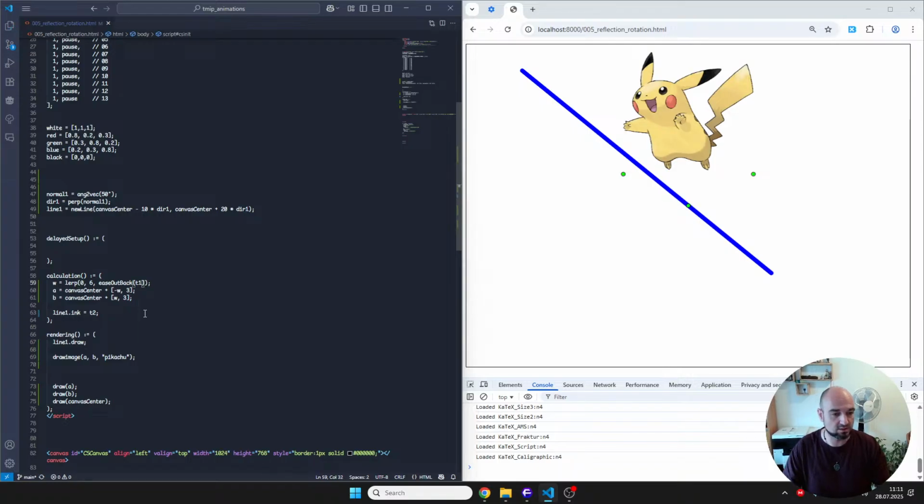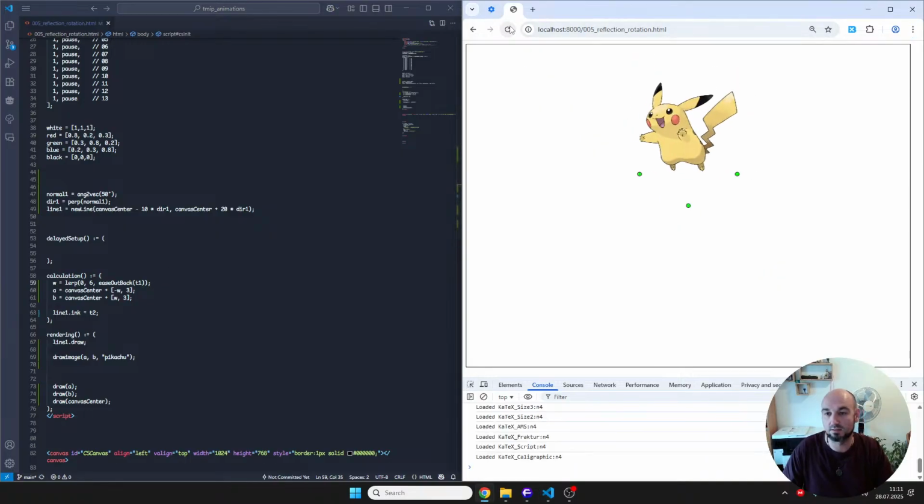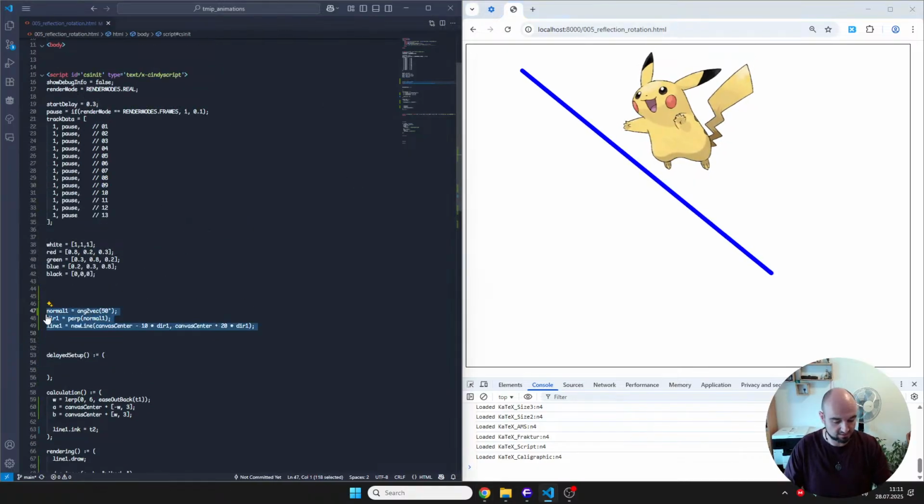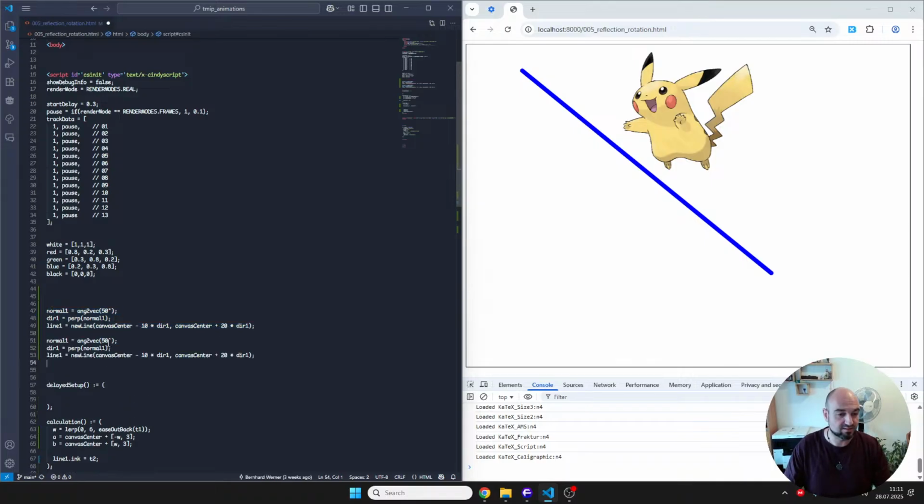T1, T2 are always the references to the movements, to the animation tracks in my package, and now we should get something like this. Maybe not the prettiest, but that's okay. So let's get rid of those debug points. We have a Pikachu, we have one line, and then we have a second line.